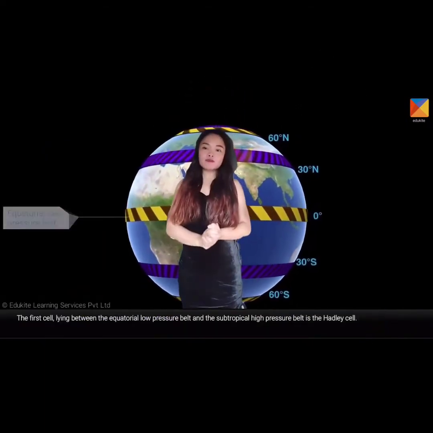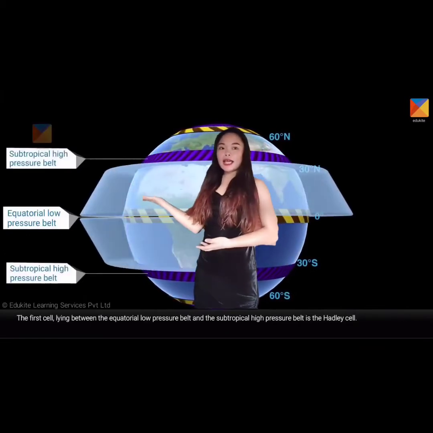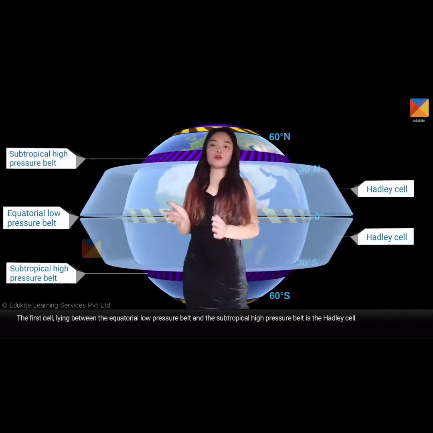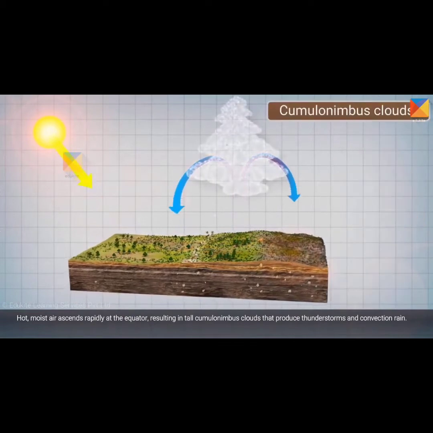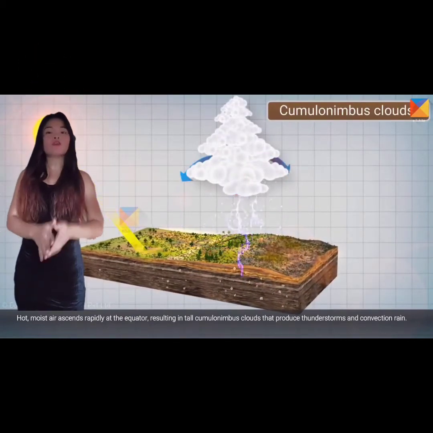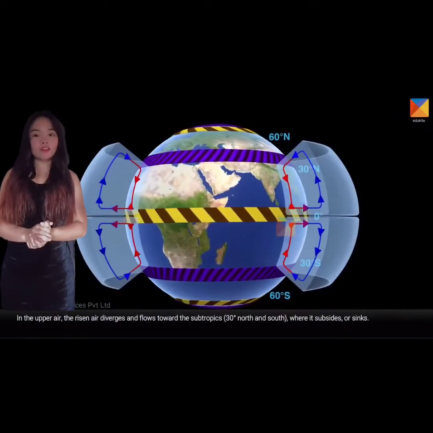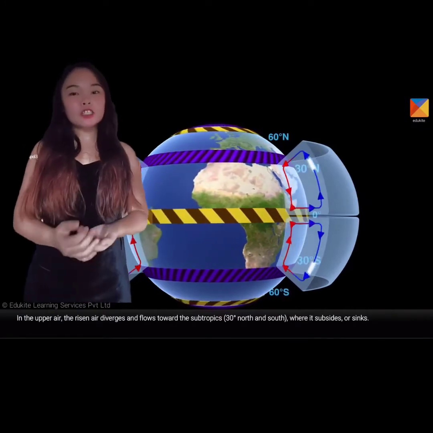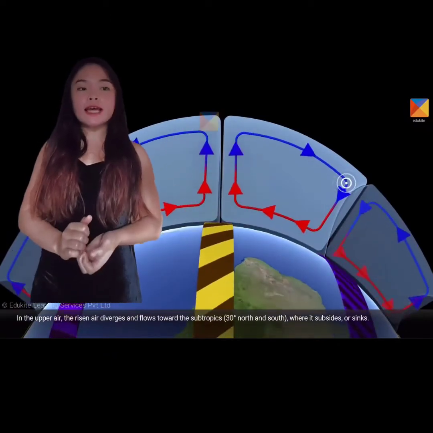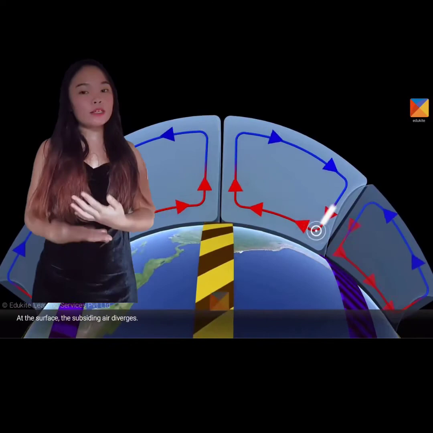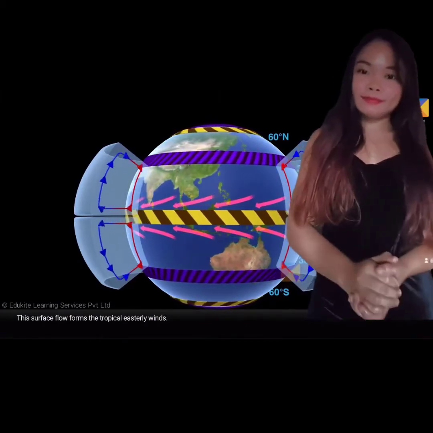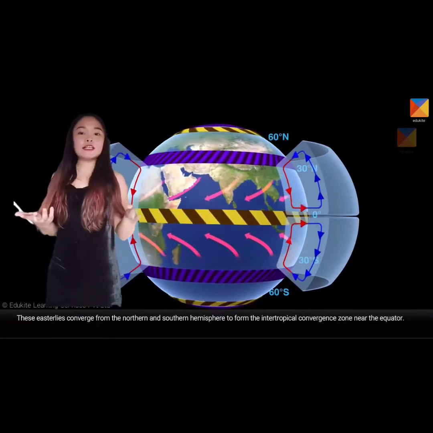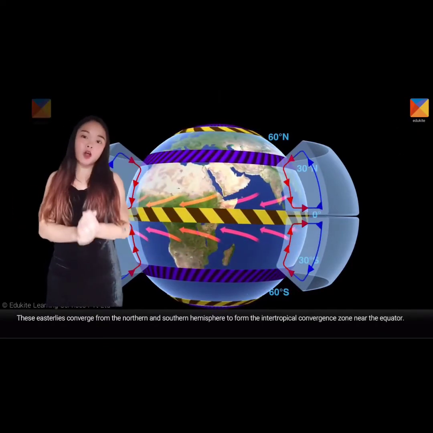The first cell, lying between the equatorial low pressure belt and the subtropical high pressure belt, is known as the Hadley cell. Hot moist air rapidly ascends at the equator, which results in the formation of tall cumulonimbus clouds and thunderstorms. In the upper air, the risen air diverges and flows towards the subtropics at 30 degrees north and south, where it subsides or sinks. Then some of the air flows back towards the equator, thus completing the circulation of the Hadley cell. These easterlies converge from the northern and southern hemispheres to form the intertropical convergence zone near the equator.